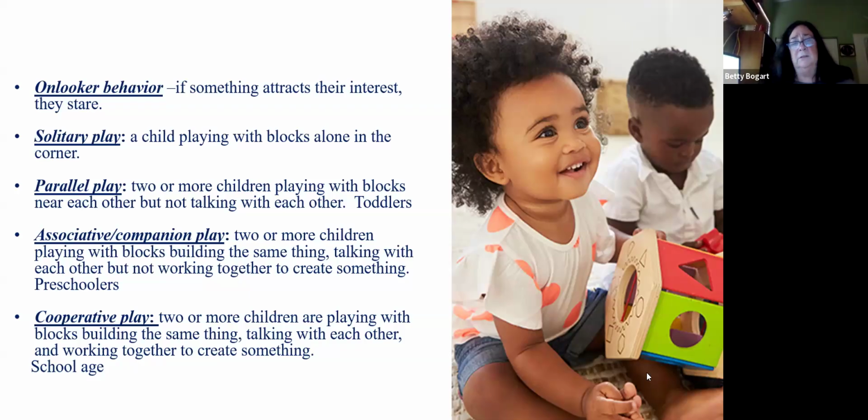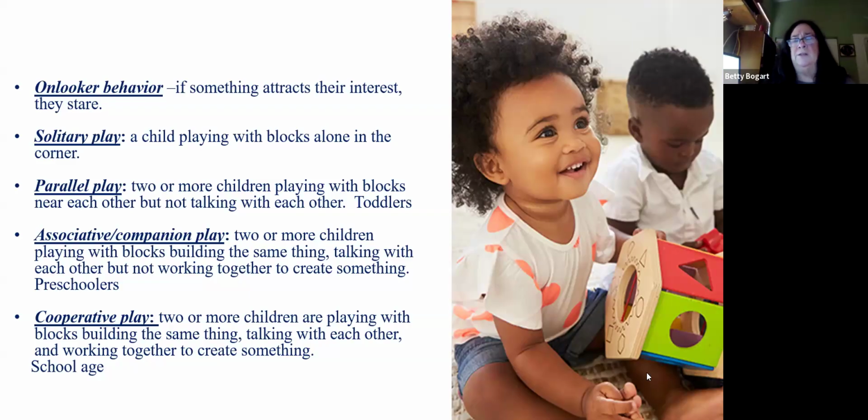Solitary, you're alone. And the next three you have to know. Parallel play is your toddlers. They don't share. They play parallel to each other. Two or more kids playing next to each other. They're not talking, not playing together. They're not sharing. They're playing their own. Me, mine, mine, mine. That's your toddler.